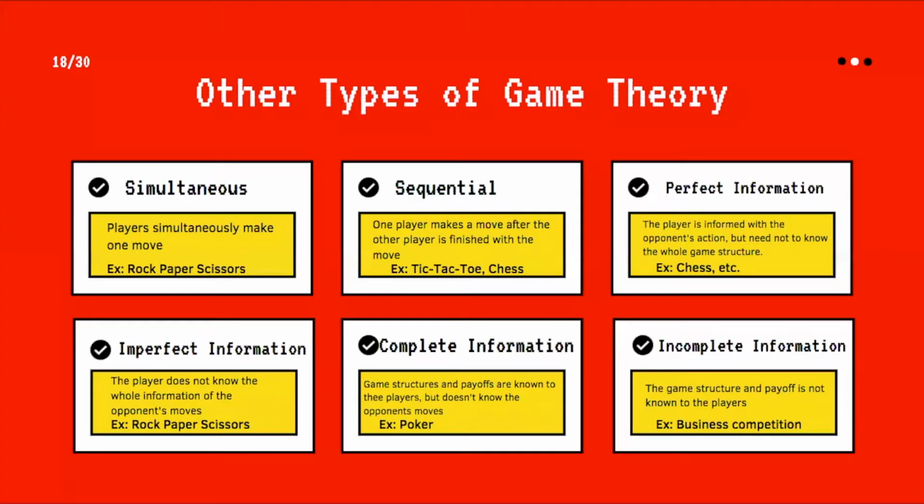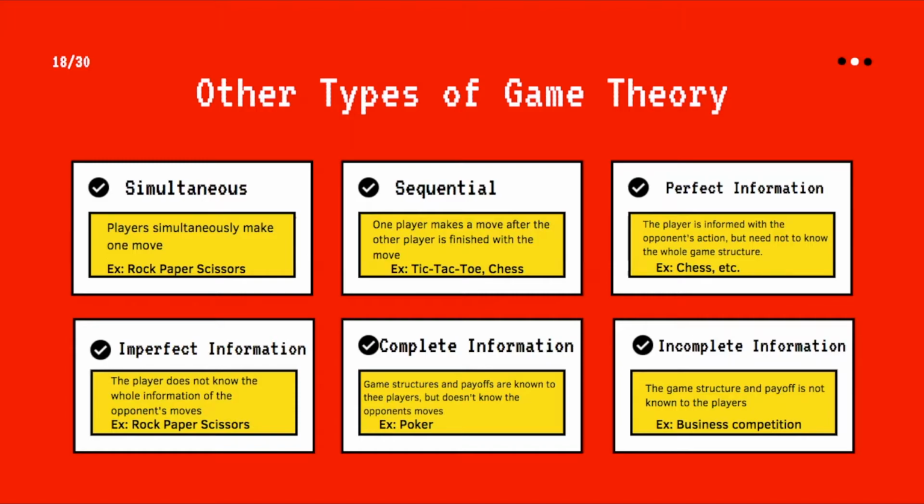There are also other types of game theory. Simultaneous. Players simultaneously make one move. Sequential. One player makes a move after the other player is finished with the move. Perfect information. The player is informed of the opponent's action but need not know the whole game structure. Imperfect information. The player does not know the whole information of the opponent's moves.